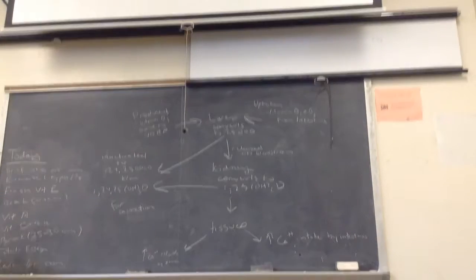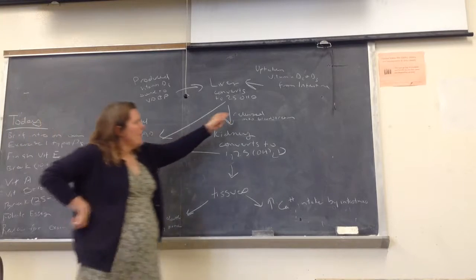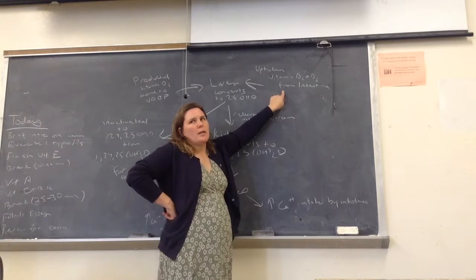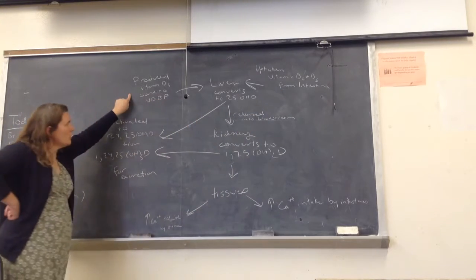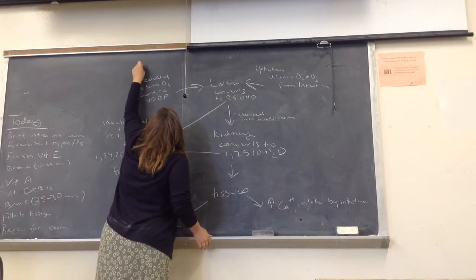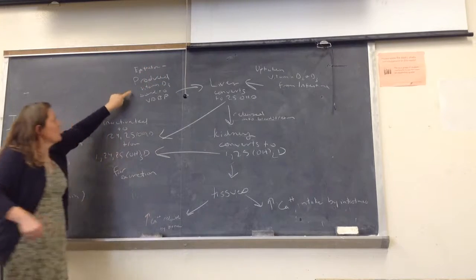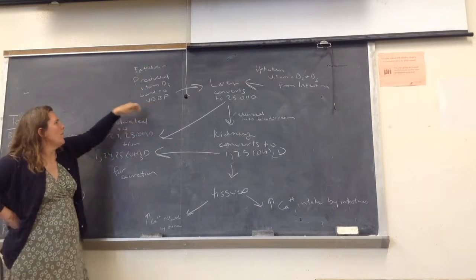So the parathyroid hormone also comes in here somewhere, but we're going to talk about parathyroid when we do calcium. This is just vitamin D. We uptake vitamin D2 and D3 from the intestine. We can also produce vitamin D3, and we'll say in the epithelium. Epithelium produced vitamin D3 bound to vitamin D binding protein.